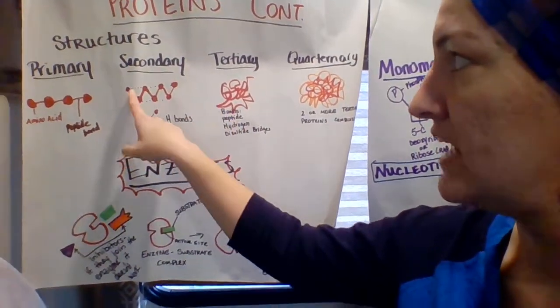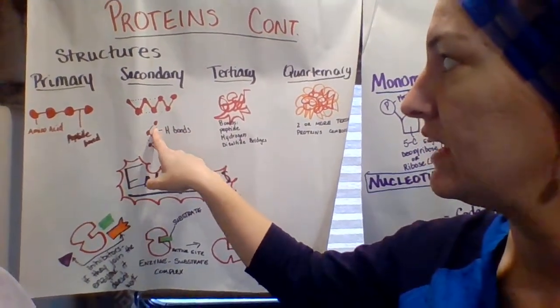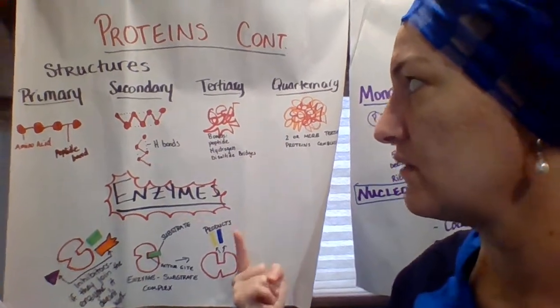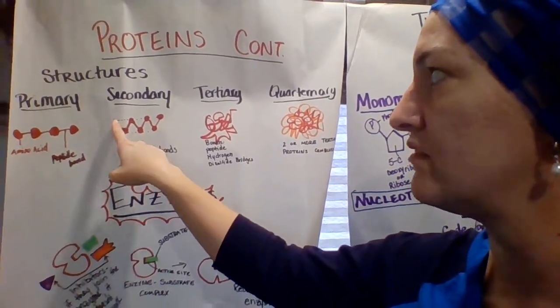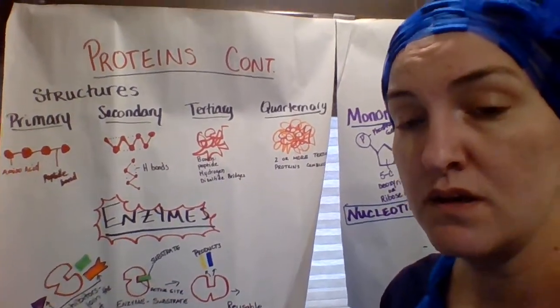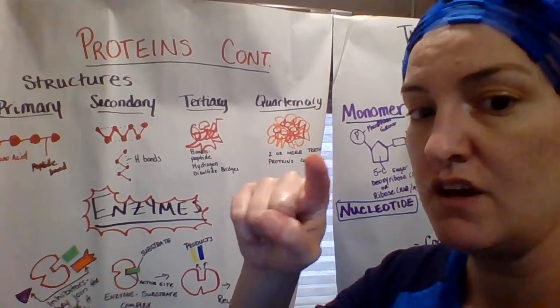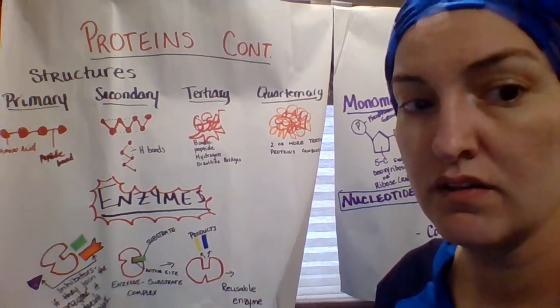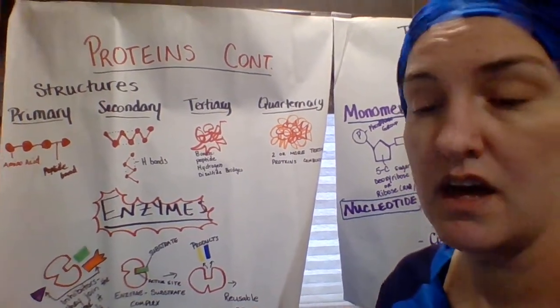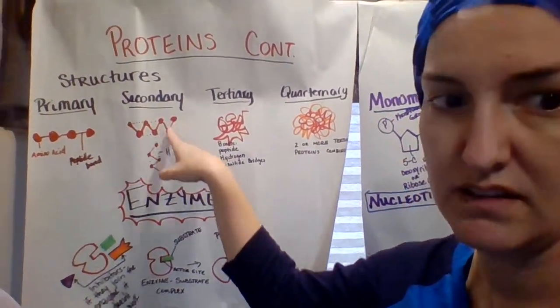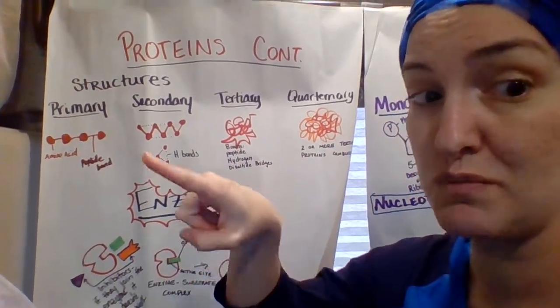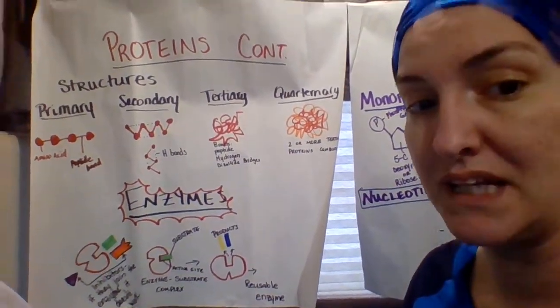Secondary structure has that primary structure, but it's going to fold or twirl them because we have these hydrogen bonds between individual amino acids. So remember that if we're talking about a curl, that's an alpha helix. If we're talking about a pleat like this, just like your skirts are pleated, it's called a beta pleated sheet.